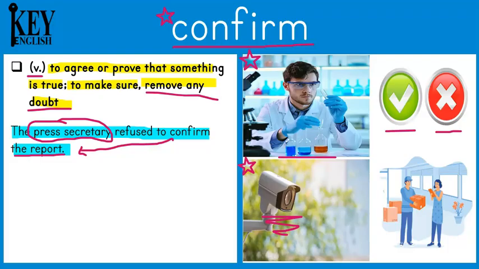Lastly, I can make a sentence like, can you confirm that this is the correct address? For example, if you're getting a package delivered, you might have to confirm that it is the correct address or that you are the correct person who is receiving that package. So again, anytime that you're agreeing or proving that something is true or just checking that something is correct, then you can use this verb confirm to describe that action.